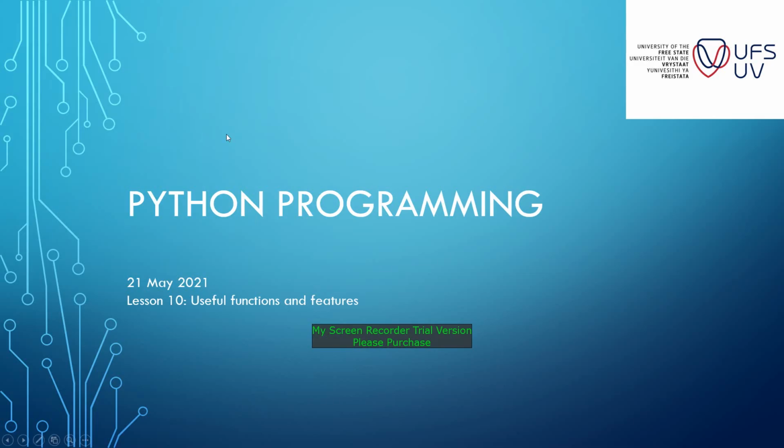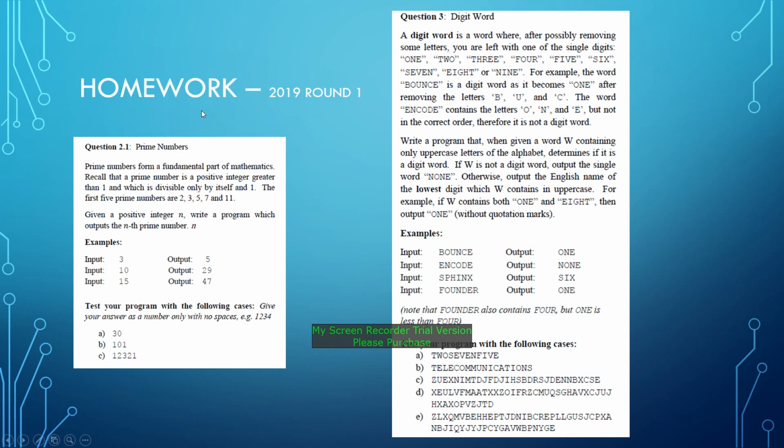Right, so today we'll be doing some more useful functions, and we'll be looking at other features of Python, as well as doing some more practice for the Olympiad. Okay, so your homework, I gave you 2 questions from the 2019 round 1 Python Programming Olympiad. Your first question was to write a program that prints the nth prime number. For example, if you said what is the 3rd prime number, it should tell you it is 5. Or if you input the 10th prime number, it should tell you 29.